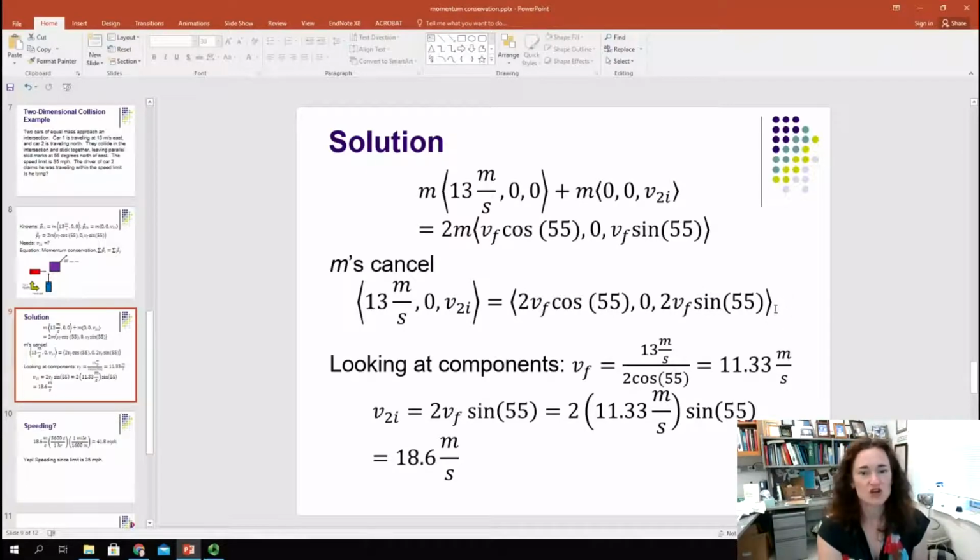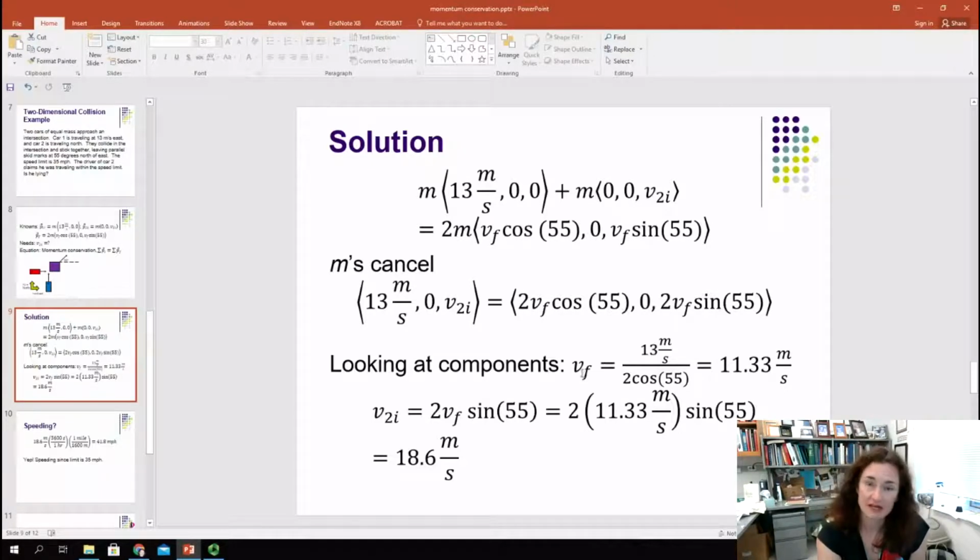So now I can look at the components, and the individual components I can solve algebraic equations for. Let's look, for example, at the x components of the vector on the left and the vector on the right. The x component of the vector on the left is 13 meters per second, and therefore the x component of the vector on the right has to equal it in order for momentum conservation to be satisfied. So I end up with 13 equals 2 v final cosine 55.